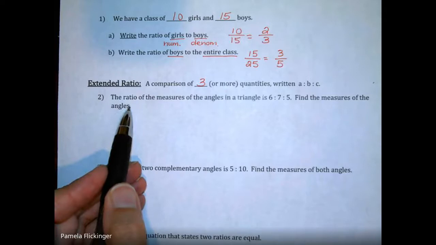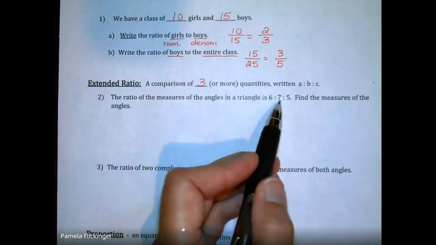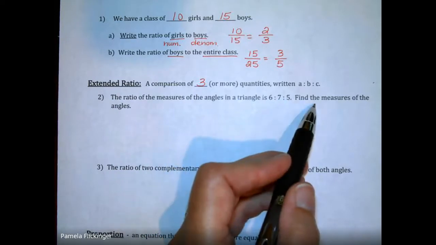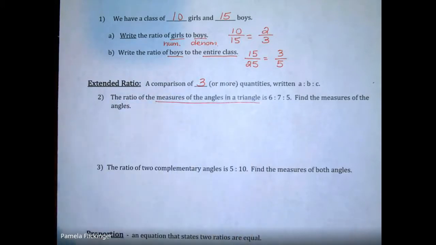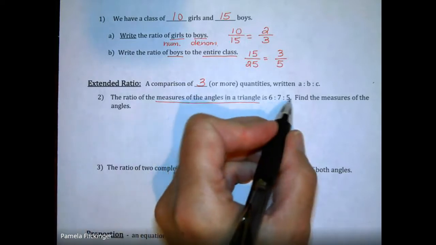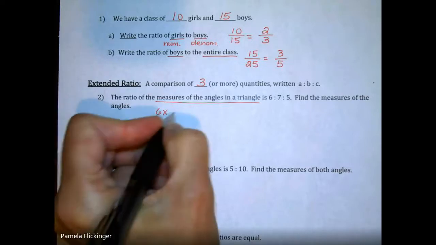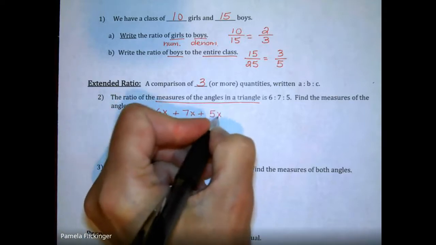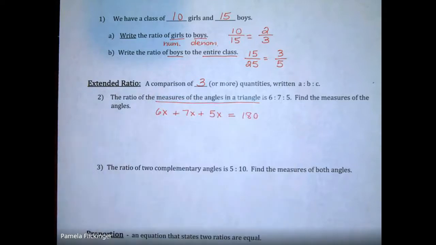It says the ratio of the measures of the angles in a triangle are 6 to 7 to 5, and it wants the measure of all the angles. What do we know about the measures of the angles in a triangle? We know they equal 180. So we're going to stick a variable behind each one of these numbers. One angle would be 6x, the next 7x, the third 5x, and the sum of those 3 equals 180.